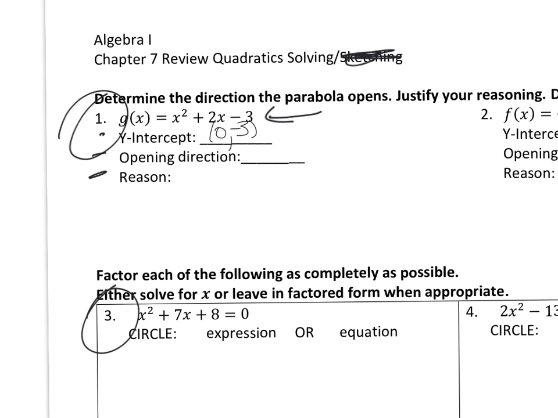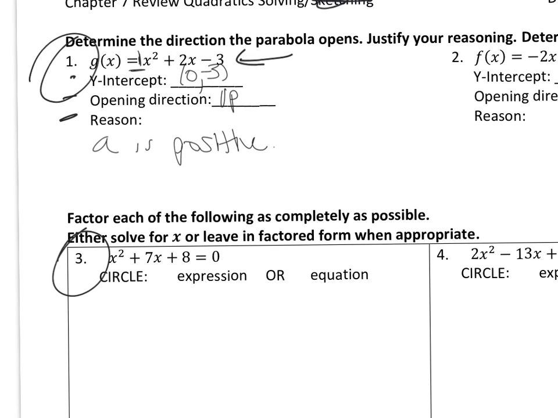Next it asks, what is the opening direction? Well that's always based off the a value, whether it's positive or negative. And I know you guys know that it's a positive 1, so that means that the opening direction is going to be up. Now your reason would be is because a is positive. Or you could say lead coefficient is positive, or 1 is positive. The number in front of x squared is positive, anything like that.